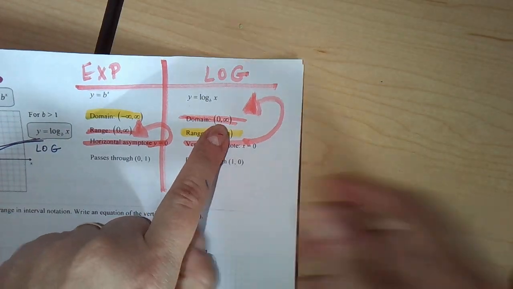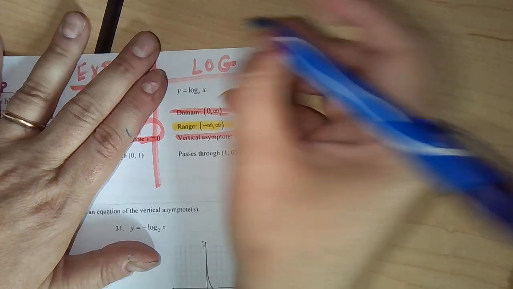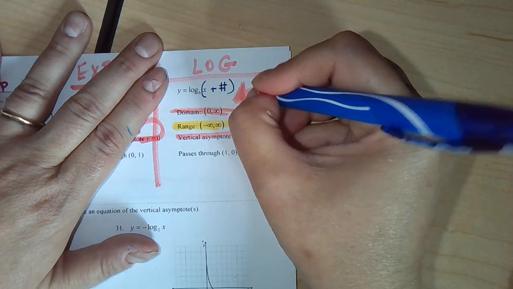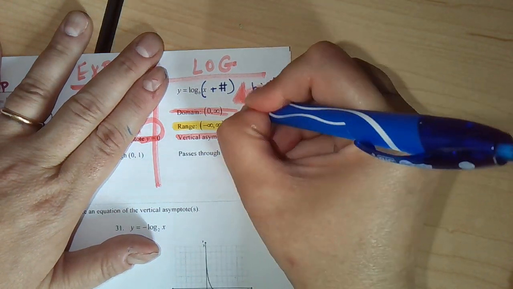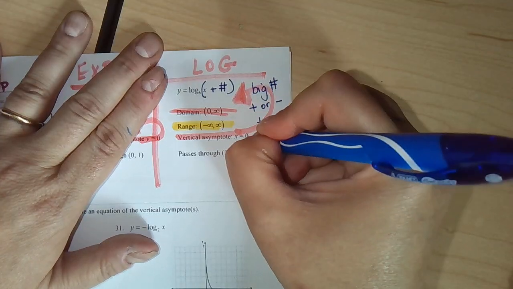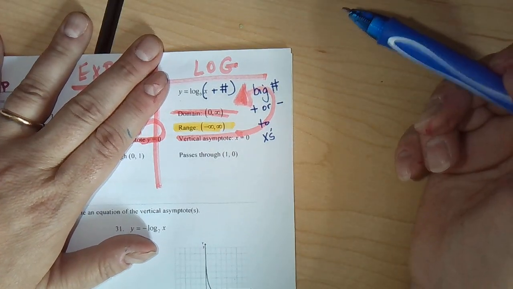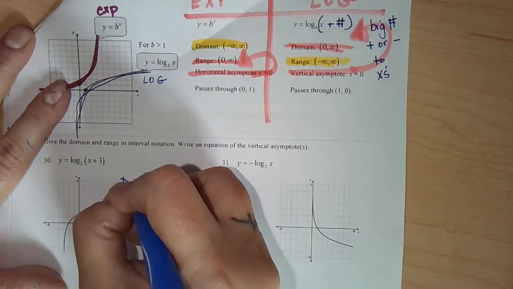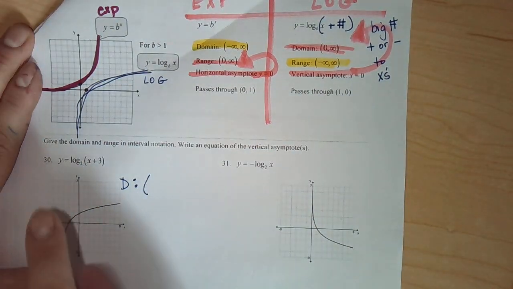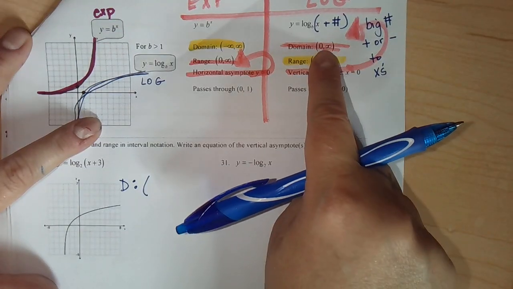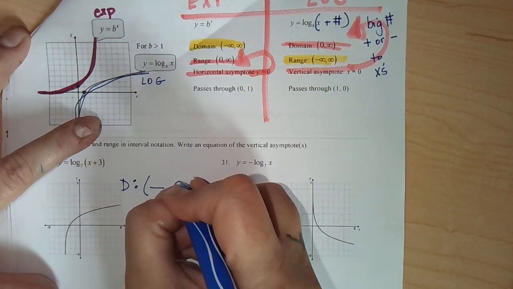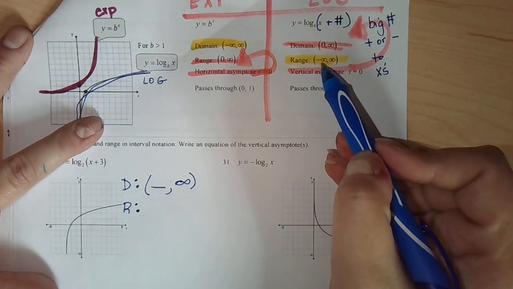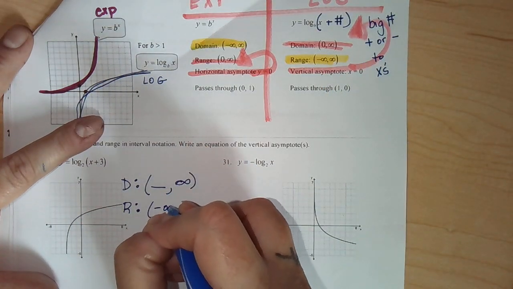And remember, the domain or the vertical asymptotes come from the big fat number that's being added or subtracted to the x. All right? Okay, so it says, give the domain. Okay, let's go. Domain for logarithms goes from something to infinity. Okay, and the range is always negative infinity to positive infinity.